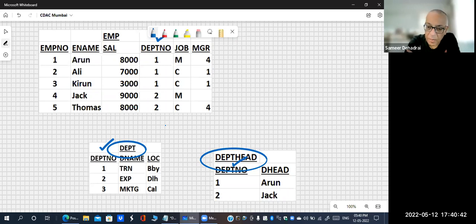Here I'm assuming that one D head is managing only one department. Sometimes in some companies you will see that one person is managing two departments. It happens. Like I am managing two departments in CIBIL, technology and business also. But in our example, I'm assuming that one D head is managing only one department.